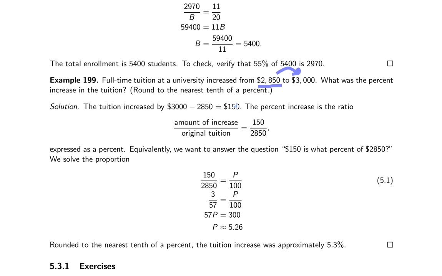This is the A here, this is the B, and P is missing. Anytime you're working out a percentage increase, you're just comparing the initial number with the increase, how much it went up. If it was a percentage decrease, it's the same thing. You just have the amount of decrease, that would be the A, and the initial number would be the B.